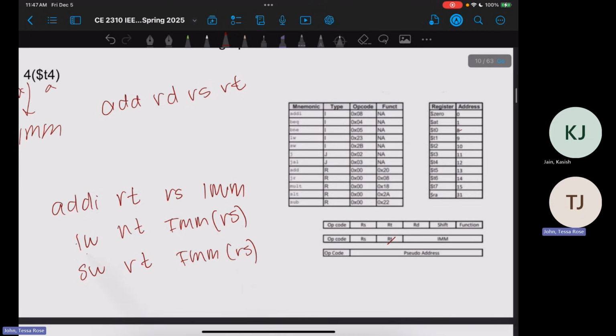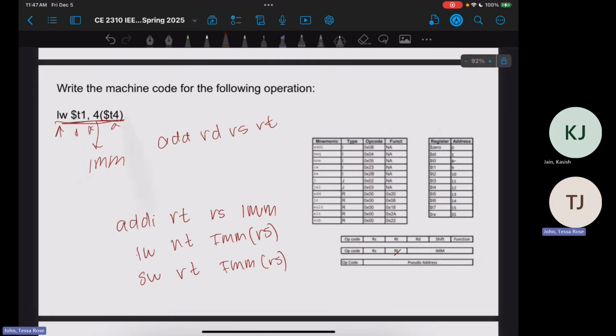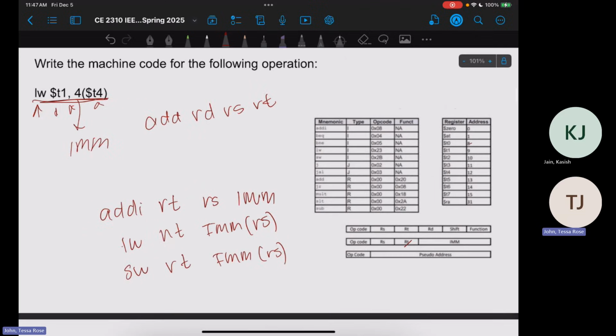So in this one, when you're taking it from this to the decimal, when you're writing it into the machine code, we would switch the RS and RT. That's very good to know. So flip it, like RT.